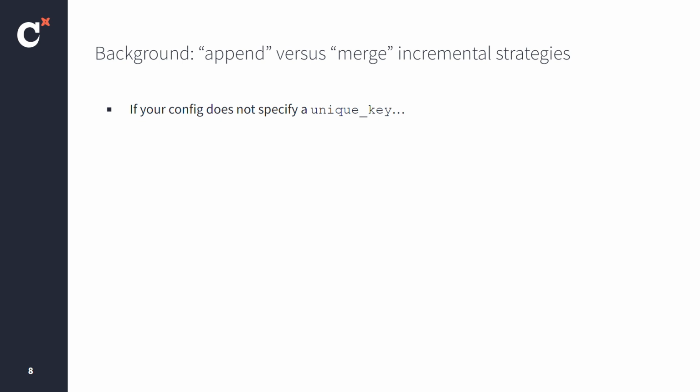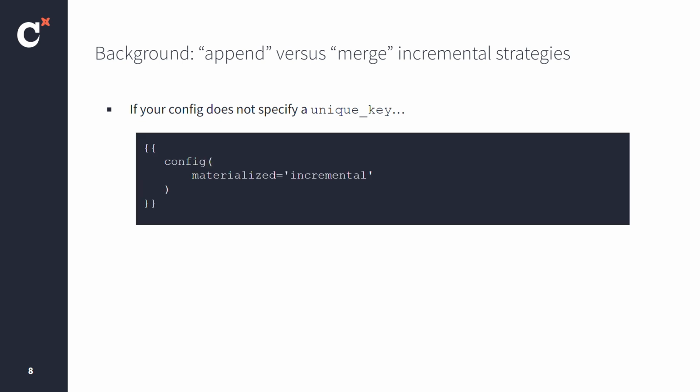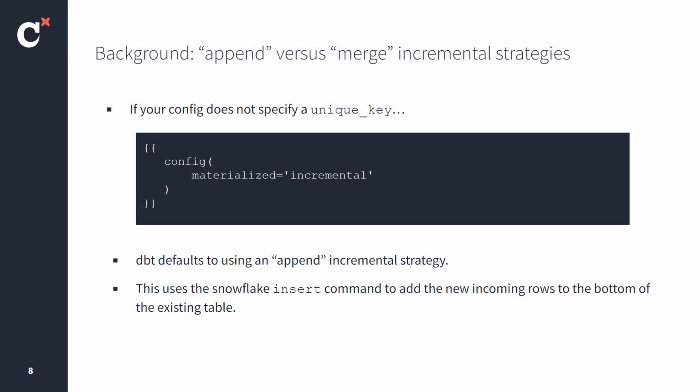So if in your config you do not specify a unique key, you just say something like config materialized incremental, then DBT will default to using an append incremental strategy, which, in Snowflake, would use an insert command to just take all of the brand new rows and toss them on the bottom of the existing table.